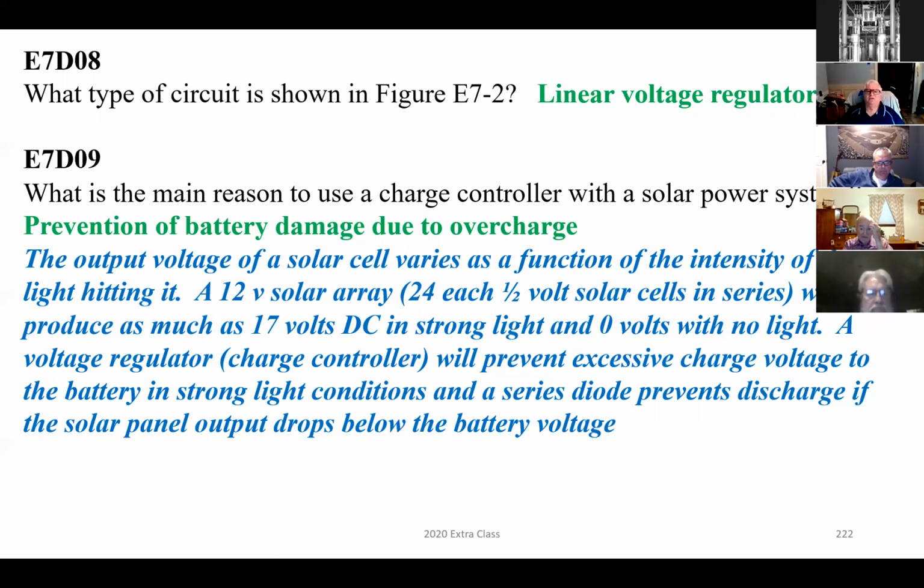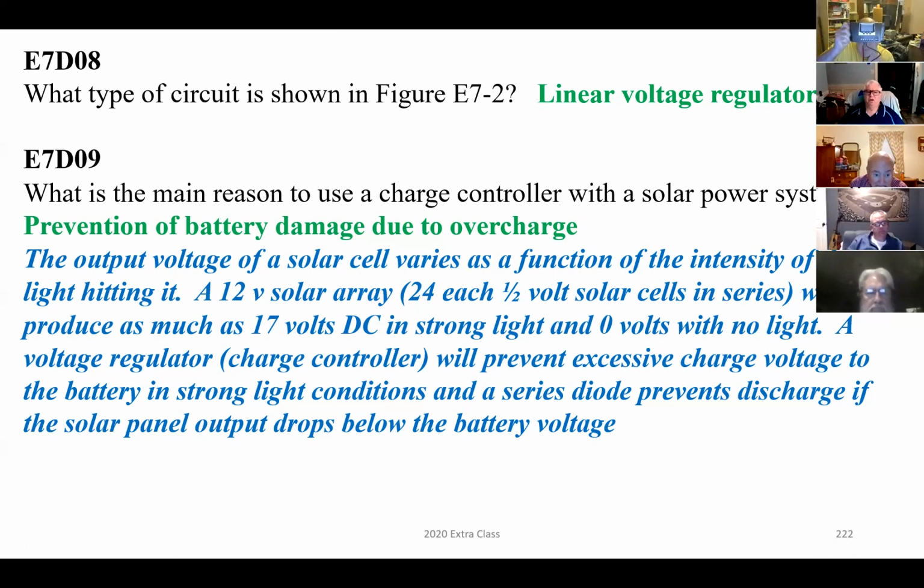The output voltage of a solar cell varies as a function of intensity of the light hitting it. A 12-volt solar array, 24 half-volt solar cells in series, will produce as much as 17 volts DC in strong light and 0 volts with no light. A voltage regulator charge controller will prevent excessive charge voltage to the battery in strong light conditions, and a series diode prevents discharge if the solar panel output drops below the battery voltage.